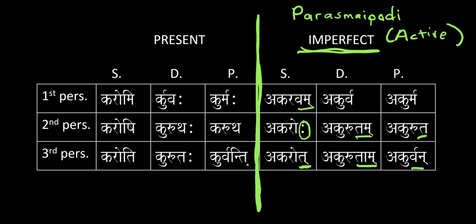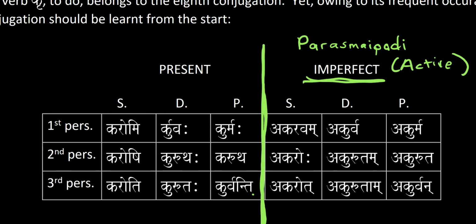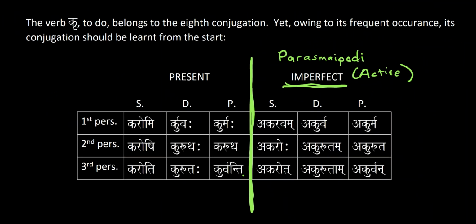Then you have the va, and then you have the ma here. So you can tell that this is in parasmaipada. So you can use that as help for you to understand the conjugation of kri in the imperfect tense. Other than that, you always have the table to refer to, so you can make your sentences. This is something I would put in the notebook as a special verb, especially because we use it so often.